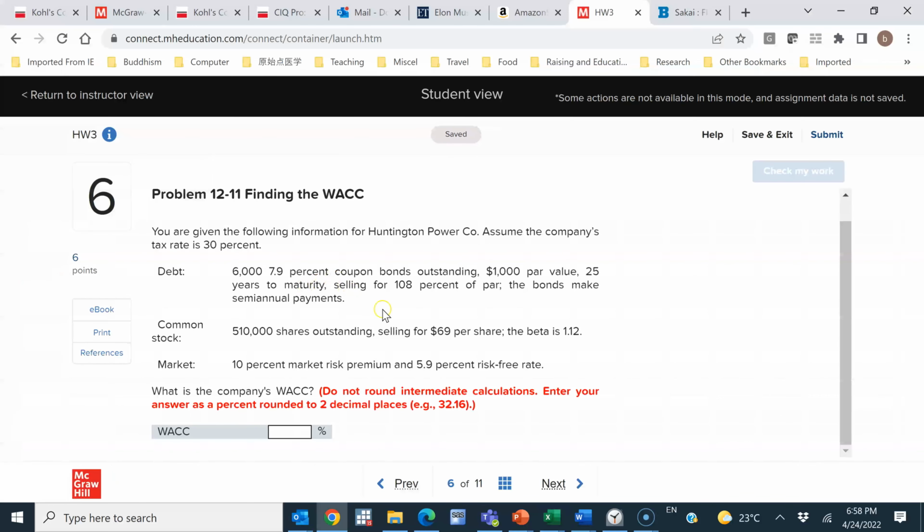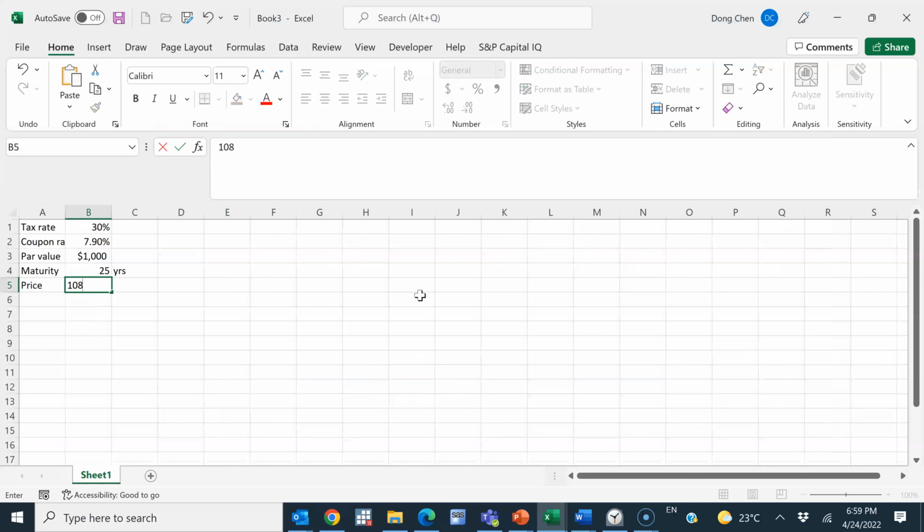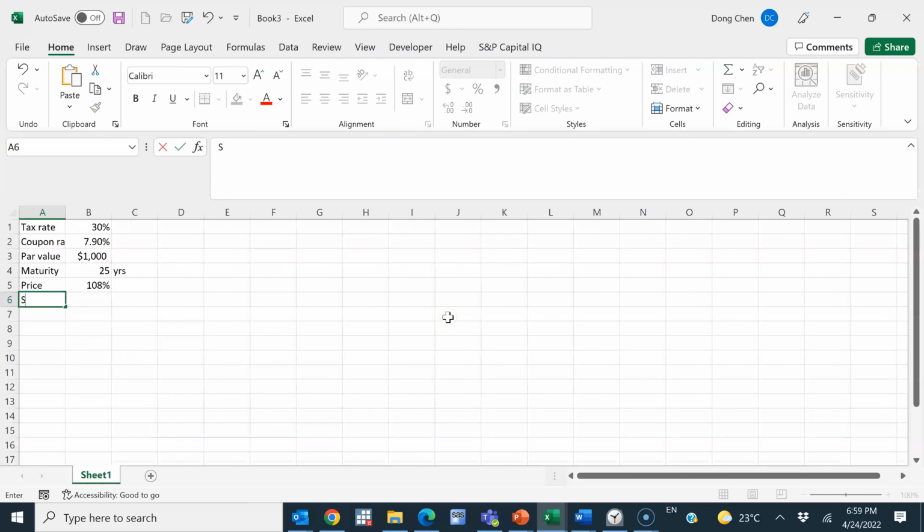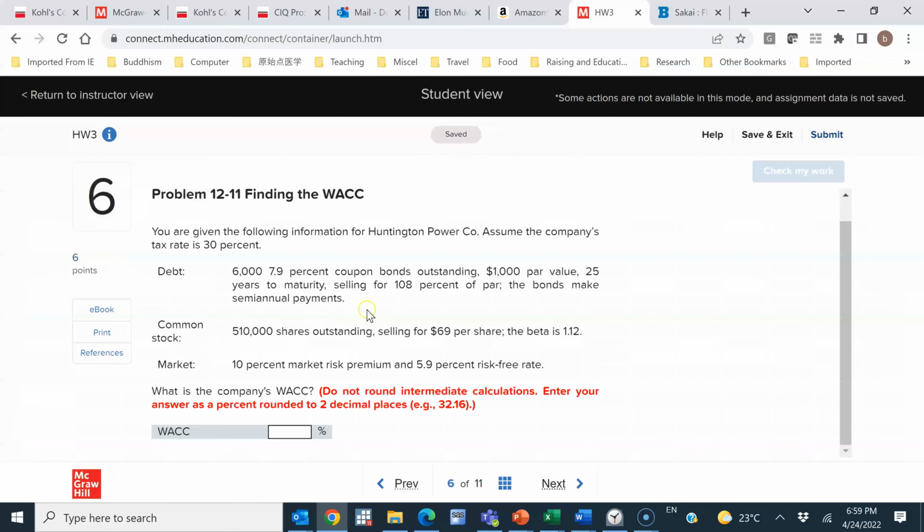And selling for 108% of par value. Right, so bonds make semi-annual payment. So this is a semi-annual bond. Semi-annual, so just put this as a frequency. This is 2, which basically means that every year we have 2 coupon payments.